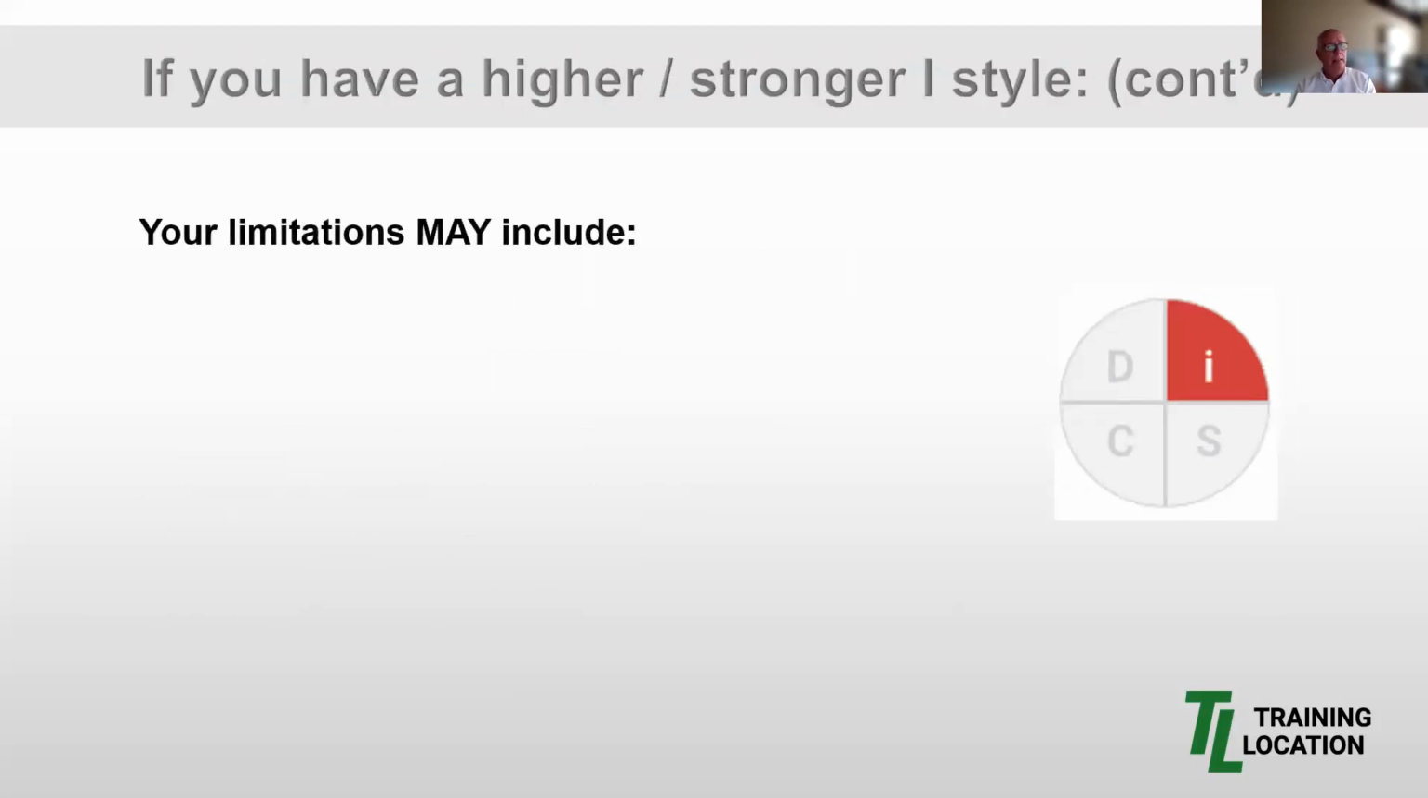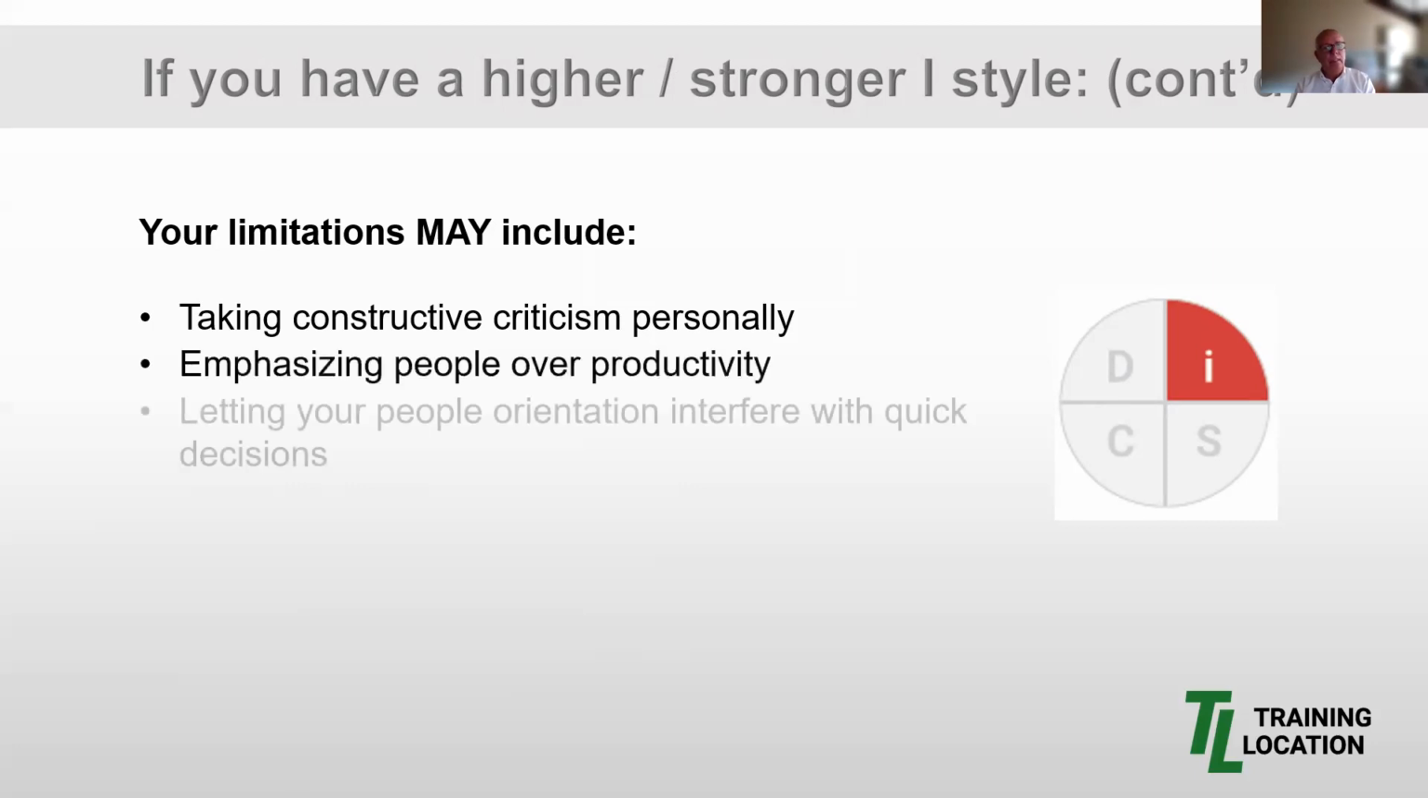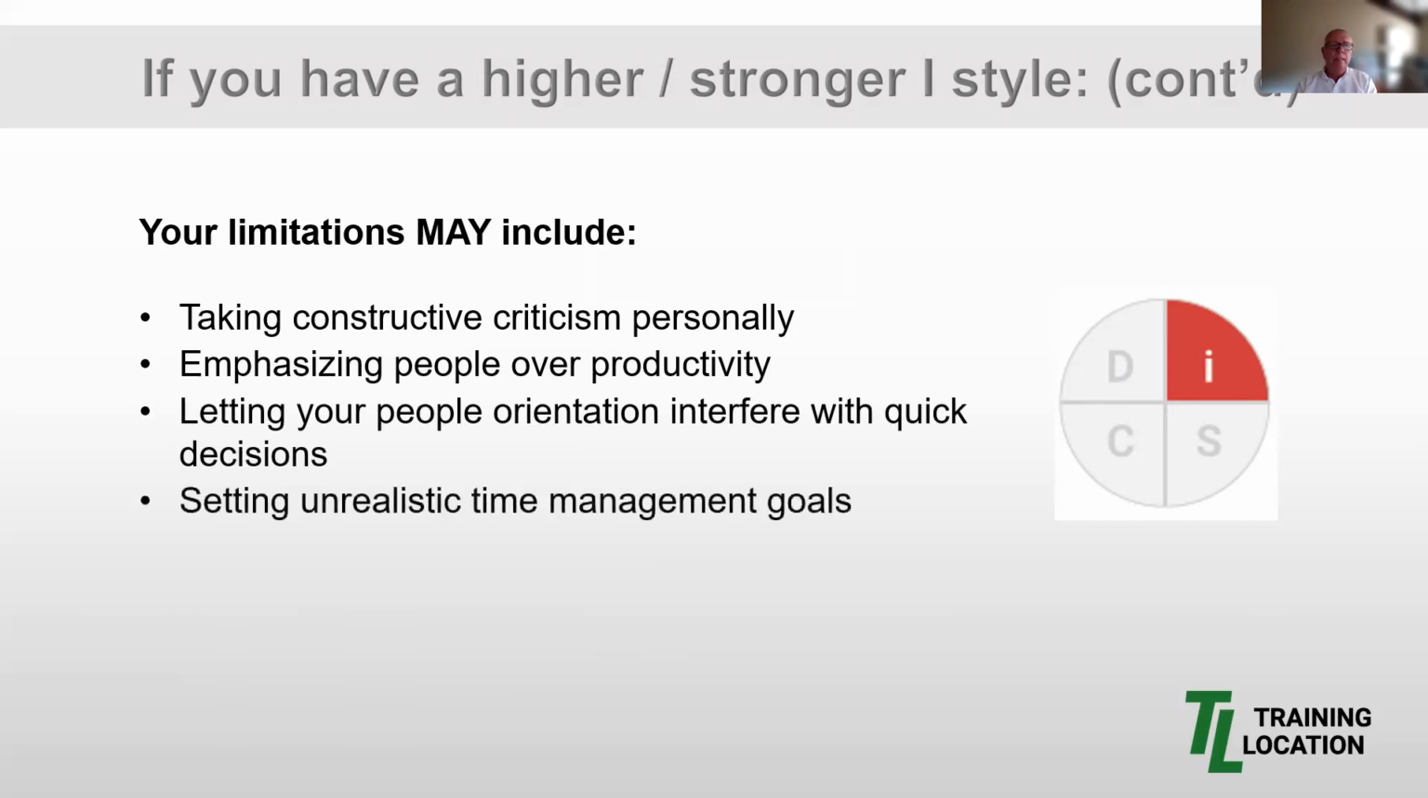As a high I, your limitations may include taking constructive criticism personally, emphasizing people over productivity or tasks, letting your people orientation interfere with quick decisions, and setting unrealistic time management goals.